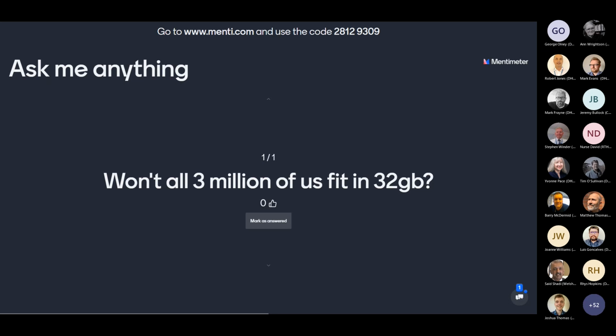Won't all 3 million of us fit into 32 gig? Check us on the USB stick. Just check us on a USB. That sorts the concerns about the costs of this out, doesn't it?